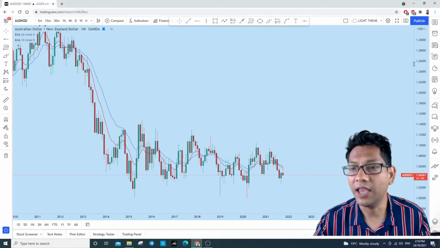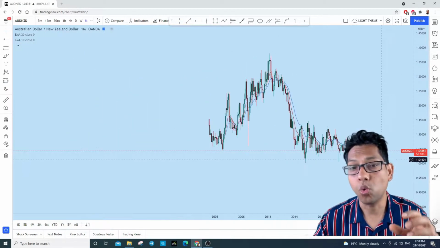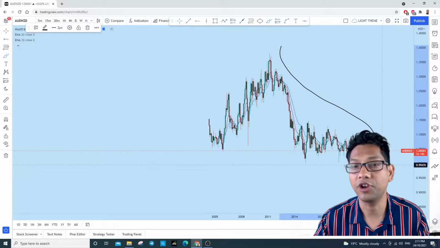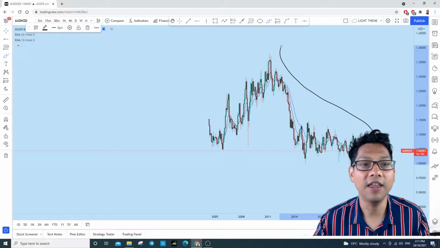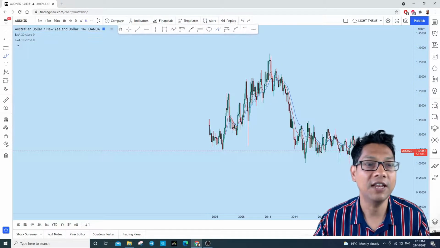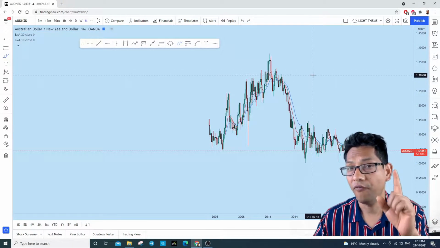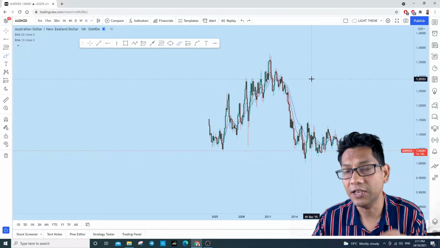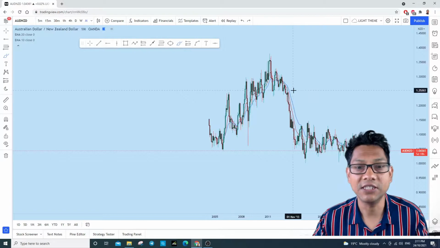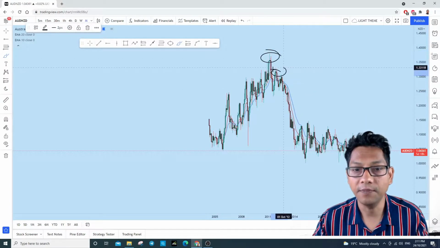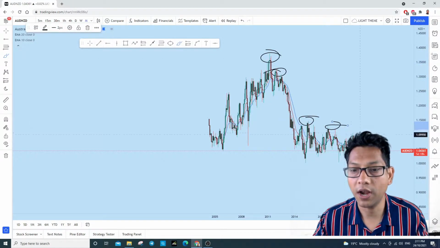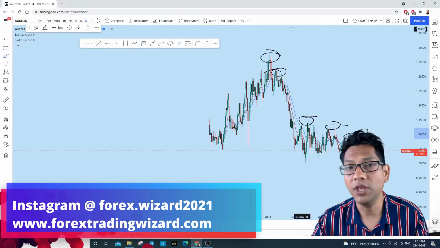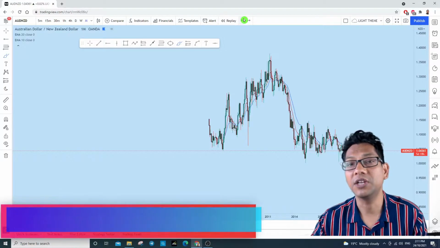On the monthly AUDNZD, in quite a few of my analyses I have mentioned that it is historically in a downtrend. So how do you identify a market structure, either a downtrend or an uptrend, from the lower highs or higher lows? If you see the market creating a series of lower highs, that means the market is in a downtrend. So AUDNZD on the bigger picture is in a downtrend.